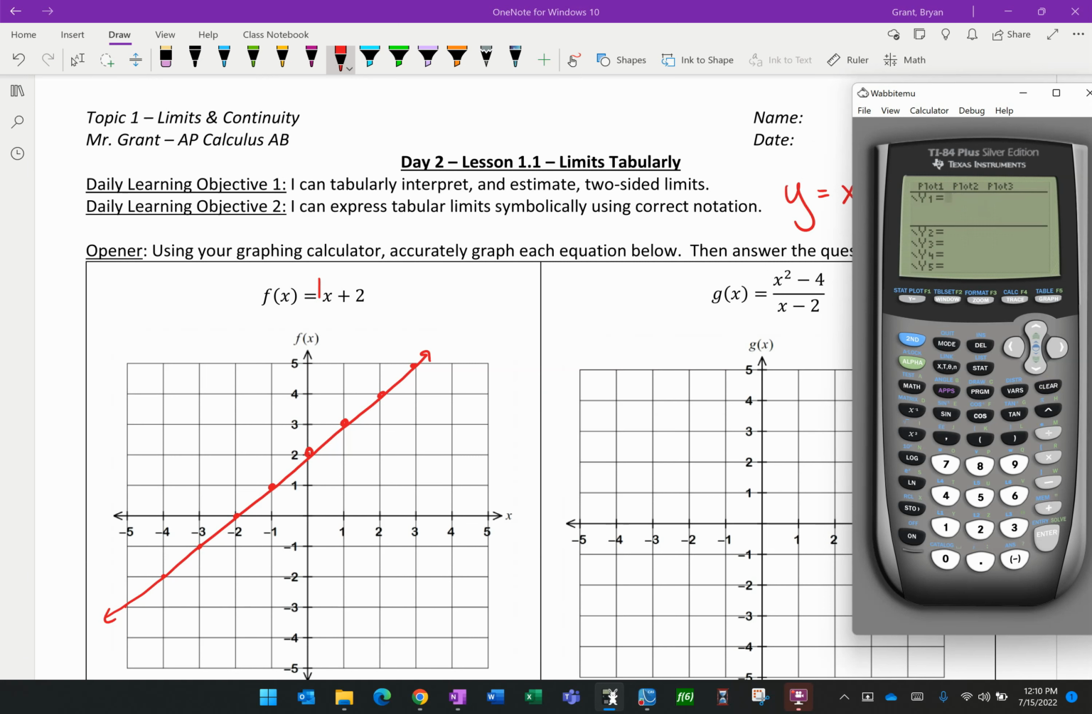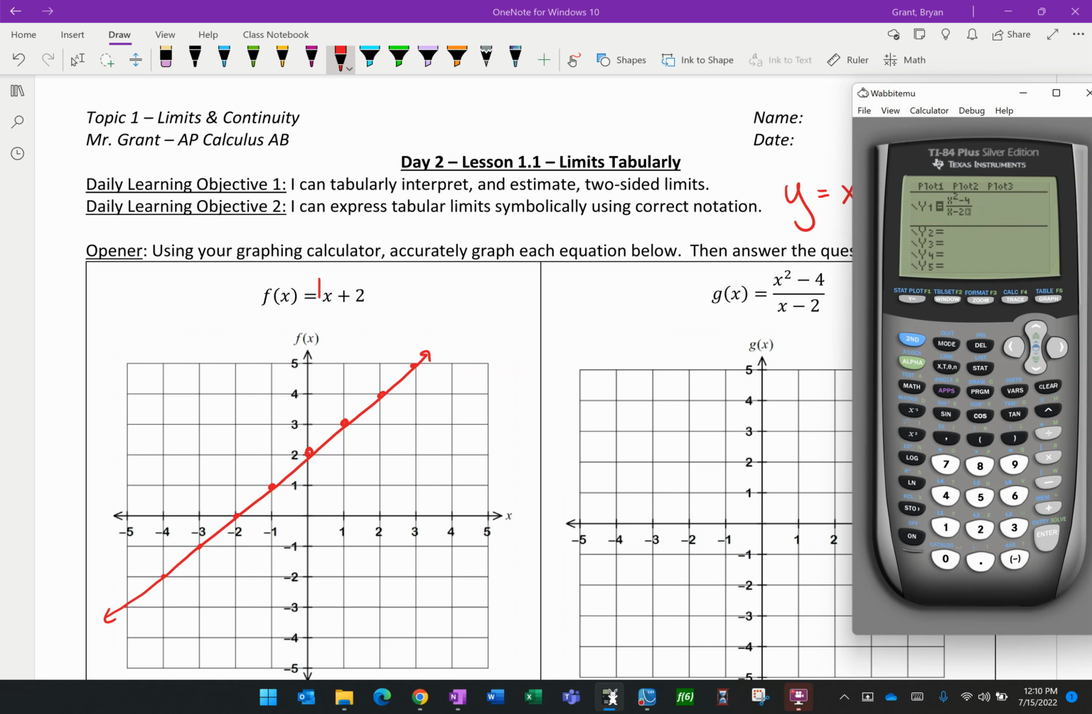But these 84s are all updated at this point, and if yours doesn't do this, just let me know or look online. There's a quick, easy way to update or fix it. But if you hit the alpha key, these F1, F2, F3, F4, F5 are all in green. They're all shortcuts to do different things, and alpha F1 does a lot. In particular, it will give you a fraction, which is very useful. And now we can just type in our equation, x squared minus 4 divided by x minus 2.